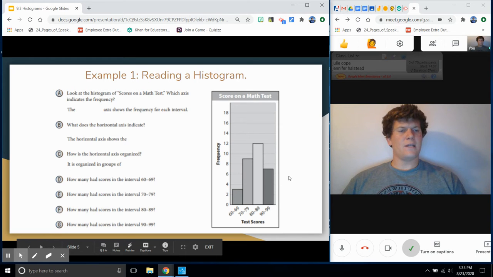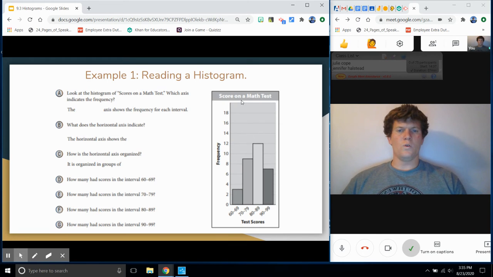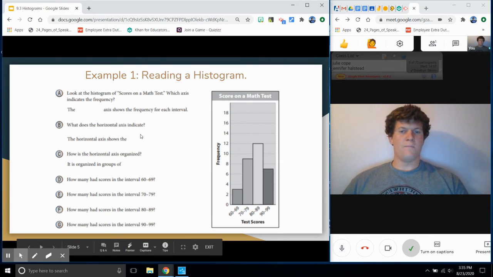Example 1, not looking at those NFL teams anymore, but now focusing on scores on a math test. Here's our histogram. We want to read through it. We want to figure out what this thing is even telling us by answering these few questions here on the left. So, score on a math test. We have test scores here on the bottom, frequency here on the left, going up the side. And it looks like we have range values there, which I'm going to call intervals. So I have 60 to 69 scores, 70 to 79, 80 to 89, 90 to 99. So basically I have A's, B's, C's, and D's.